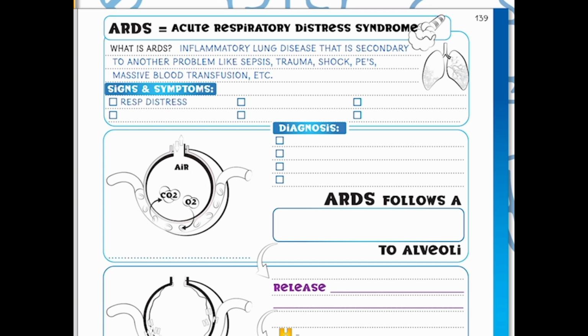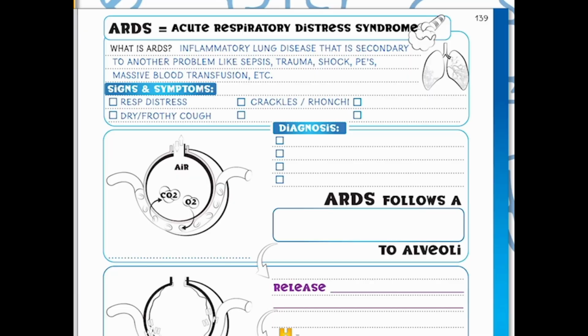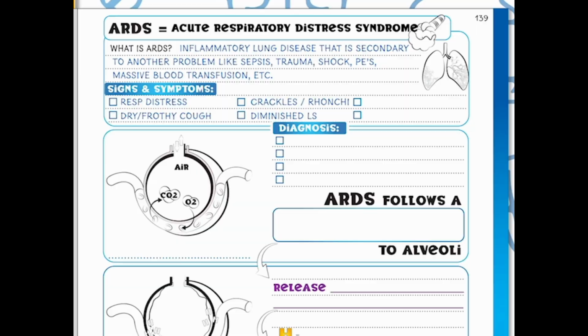And when we have ARDS present, we're normally going to see that respiratory distress. We might see a dry and frothy cough, and this could be from fluids leaking out of our capillaries and now into our patient's airway. We could also hear crackles and rhonchi present from a whole bunch of crud in our lungs. We might even hear diminished lung sounds, and this could also be from a whole bunch of stuff where our air exchange isn't going very well, so we're not hearing much movement.